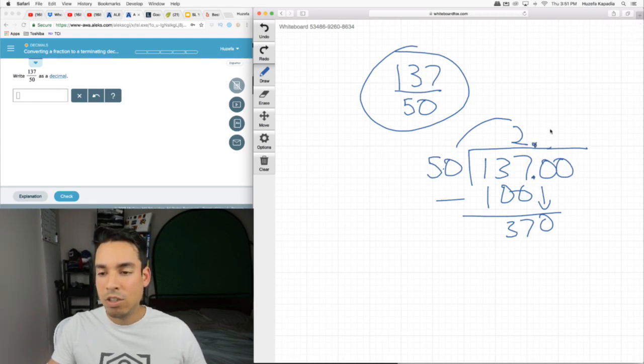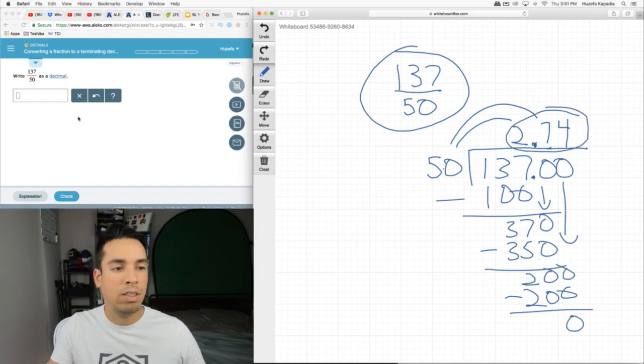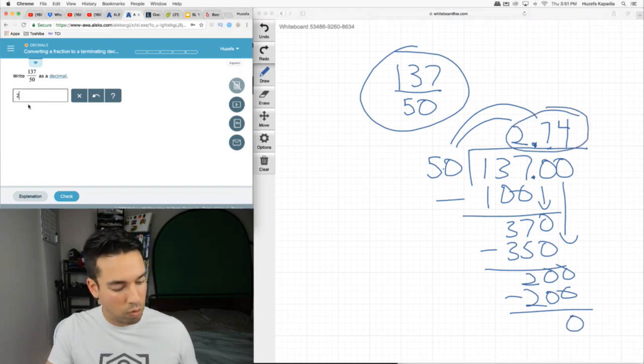50 goes into 370 7 times. 7 times 50 is 350. Subtract, we've got a 20. Bring down a 0. And 50 goes into 200 4 times. 4 times 50 is 200, and we are done. So the decimal equivalent of this is 2.74.